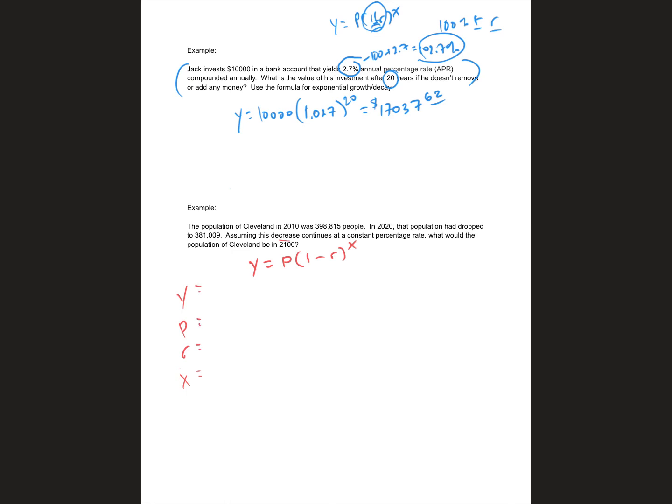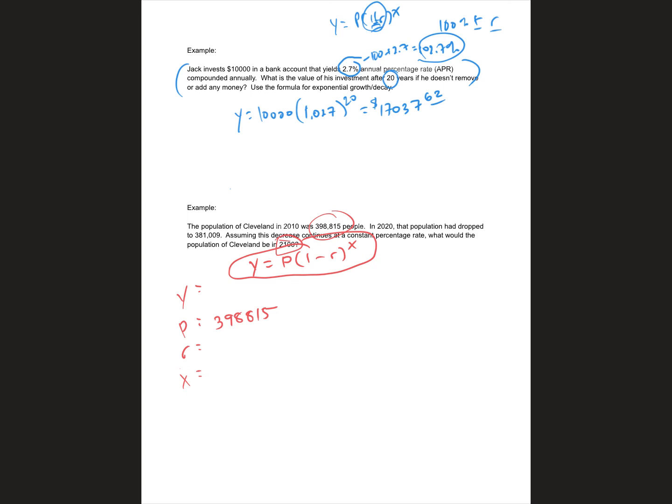Now, the population in Cleveland in 2010 was 398,815. So let's make that our initial, because that's the earliest time we see in the problem. We're told a population that it had shrunk to in 2020, right? And then we're told to assume this decrease continues at a constant percentage rate, which tells us we need to use this formula, because that's what makes it exponential. What would the population be in 2100?